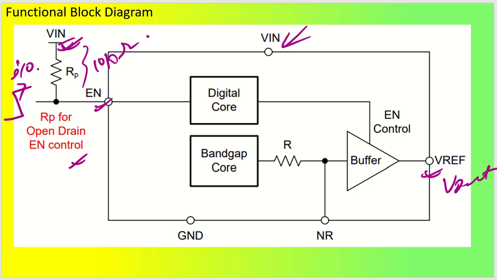So what is the thing? Simple. We have input voltage, we have the enable pin, which is going to give you a digital core, and we have the band gap core, and these are the two things which are going to get enabled and give you the buffered output.